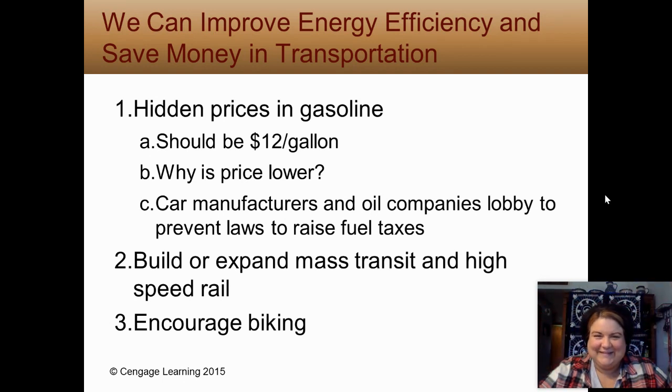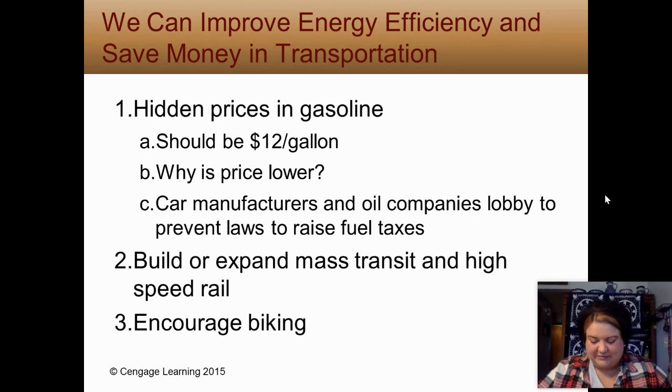Oh boy. Because of subsidies. So car manufacturers and oil companies lobby to keep gas artificially low, and it gets subsidized. Oh my goodness. We're losing all professionalism in this lecture.